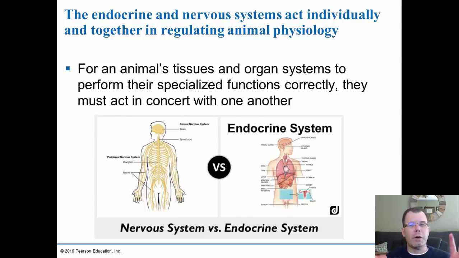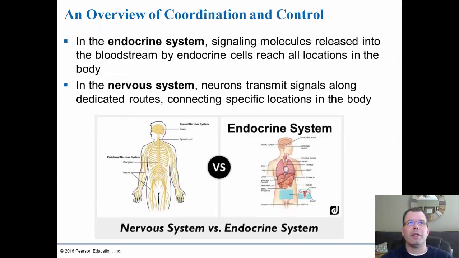But really, you can kind of base them on the same type of function, in that they both are signaling and causing change inside the organism. And again, it's the signal that they send and how they send that signal that's different.